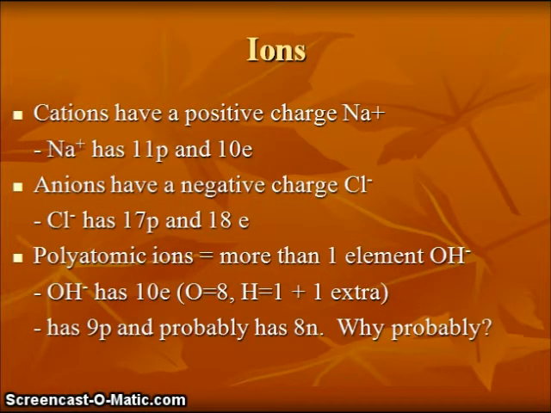Ions are charged particles which can either have a positive charge or a negative charge. Cations are particles that are going to have a positive charge. An example of this would be the sodium ion, which has a +1 charge. The lithium ion also has a +1 charge.